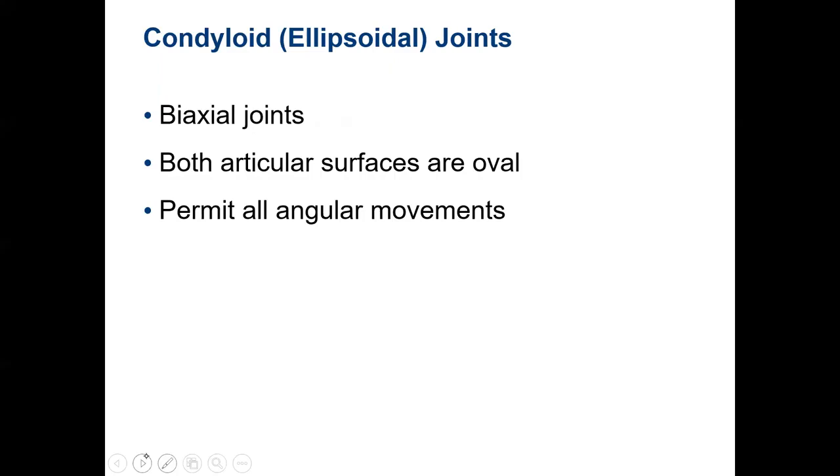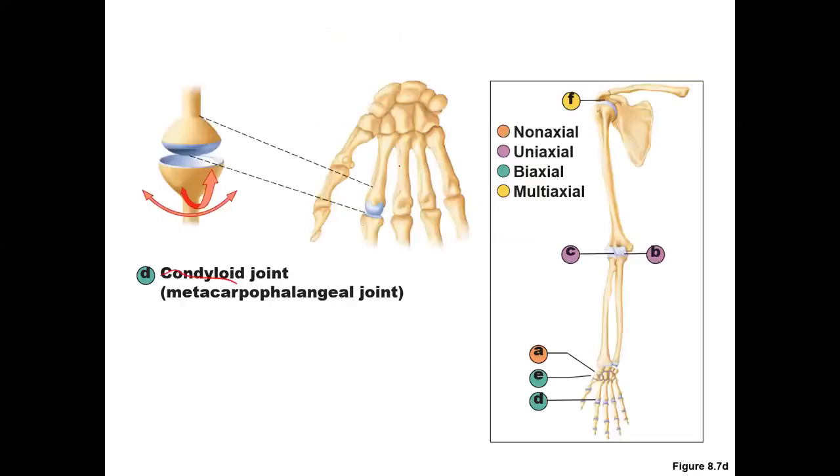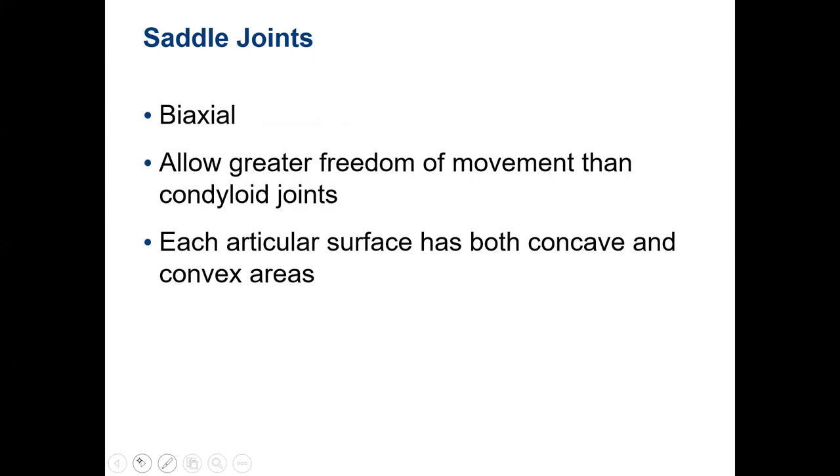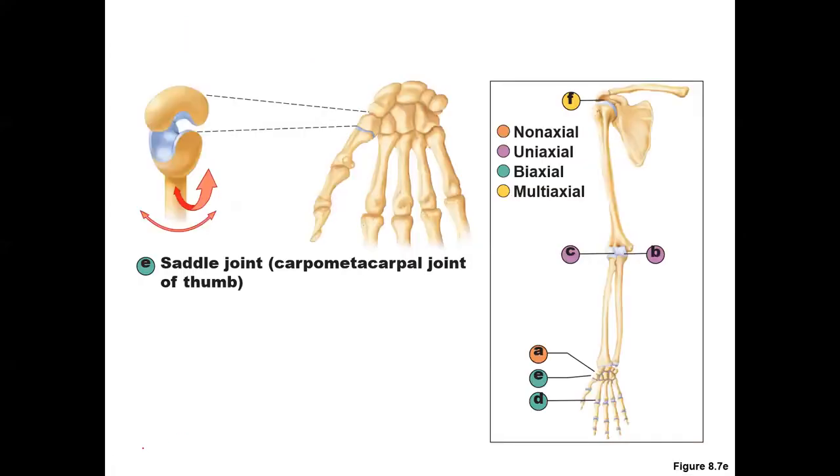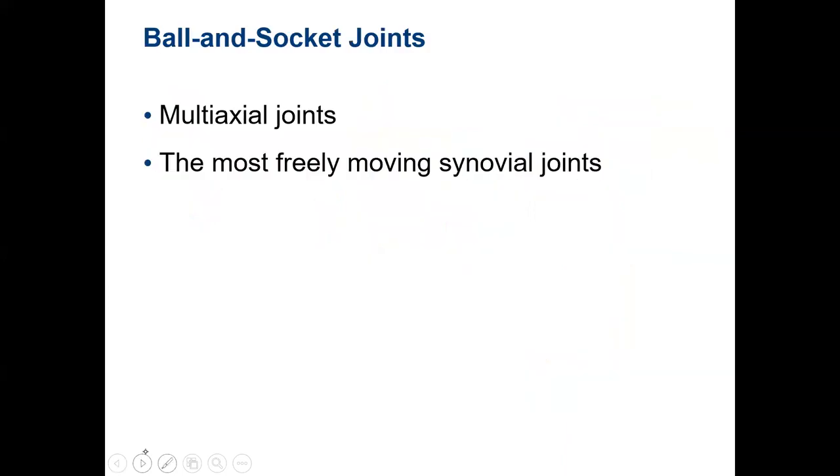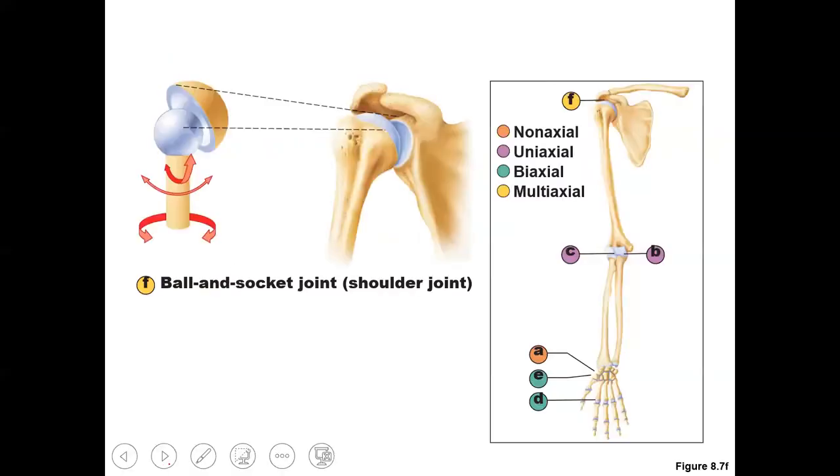Condyloid joints are biaxial joints, meaning you get more than one angular movement. Condyle means knuckle. So there we are here at the metacarpophalangeal joint. There's a lot more range of motion there. Saddle joints are a special case of the biaxial joint, and this is why we have an opposable thumb. And that saddle joint allows that to happen. Ball and socket joints are the most freely movable joints. They're multi-axial joints. There's a ball and socket joint.